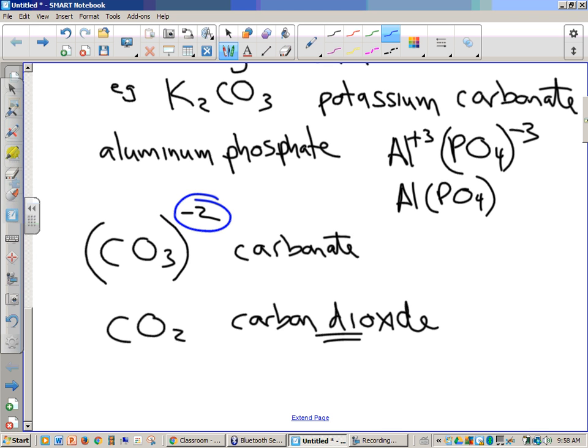Okay? When you're looking at it up here, you'll notice you can't see the charge, and that's because it's been canceled out by the potassium's opposite charge.